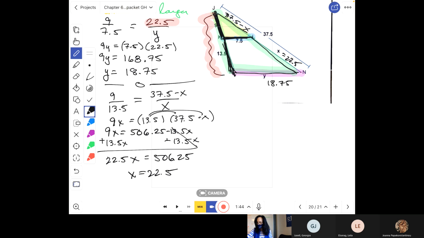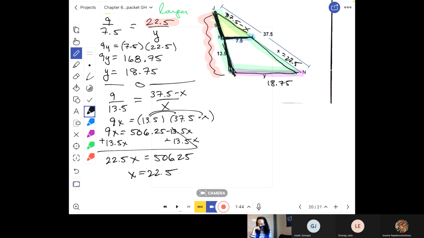But I didn't like... Say that again. You did 22.5 over 37.5 equals 13.5 over x. Would that have worked? Yeah, but I didn't feel like the smaller. That's okay. Again, there's not just one proportion that will allow you to solve for the unknown value. There's multiple ones. Yes, ma'am. Any other questions?